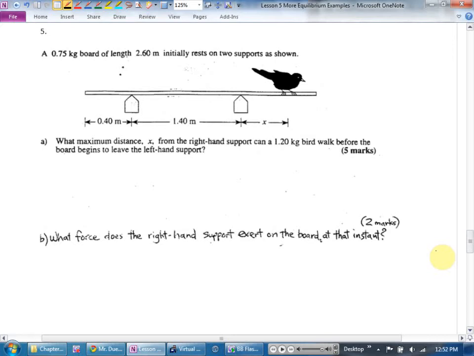Number five, a similar question. This is actually on my other version of the test, but there's one sort of like this on yours. We have a board, and it's just laying down on those two rests. And we have this bird. It's slowly walking further and further to the right, and eventually it's going to walk so far to the right that the board is going to tip. So part A is asking, what maximum distance, x, from the right-hand support can a 1.2 kilogram bird walk before the board begins to leave the left-hand support?